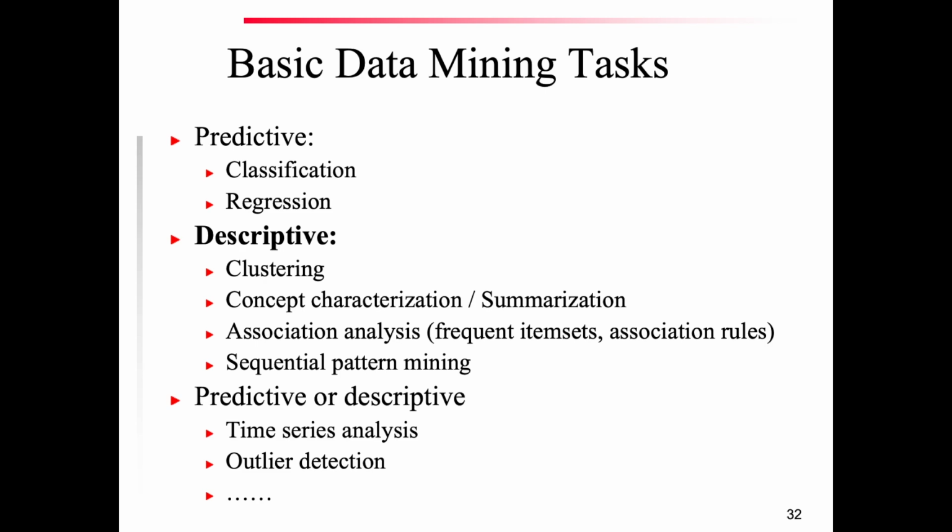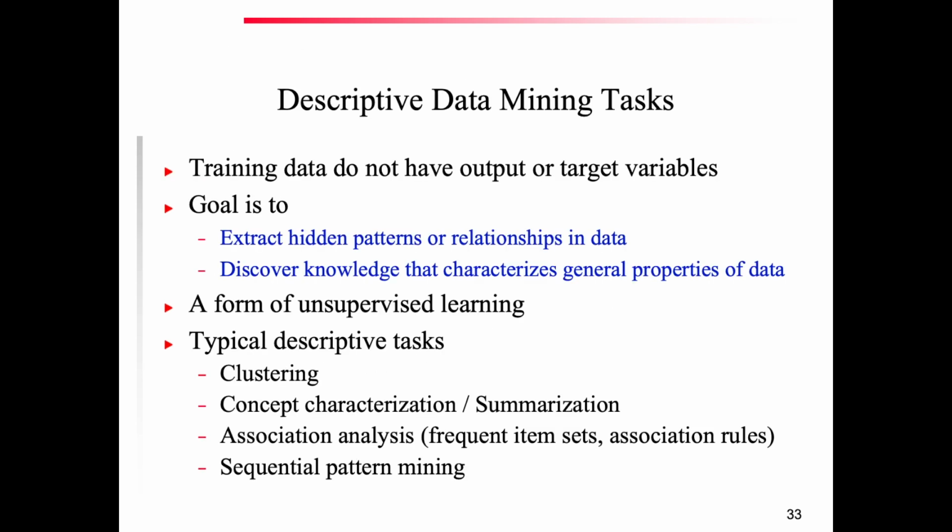And sometimes they are predictive or descriptive. So about the descriptive data, the training data doesn't have any output or target variable. So here we're not going to predict something. We're not going to predict, for example, whether you are playing or not. We are not predicting the stock price or house price. We are, for example, finding associations. We are finding patterns between different features of the data.